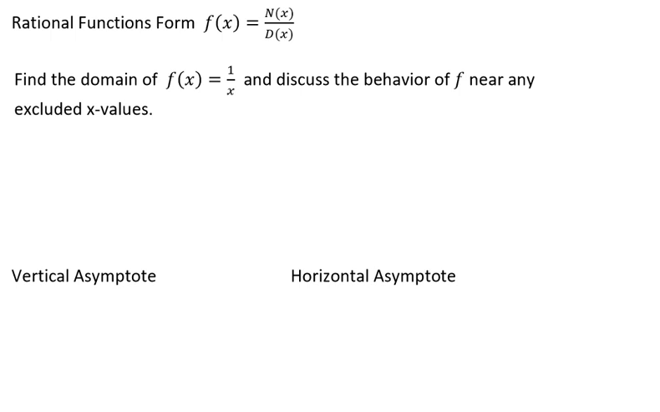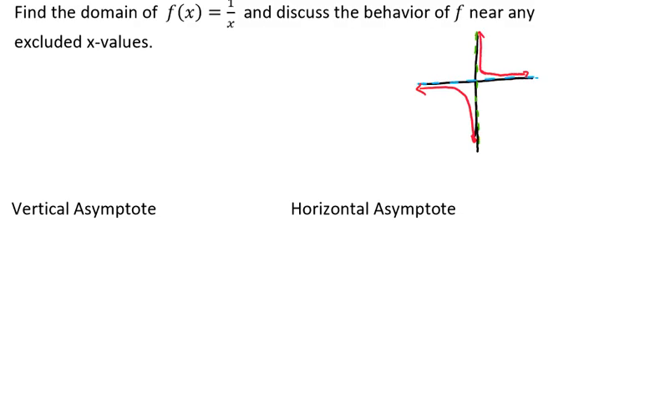Here we're being asked to find the domain of f of x equals 1 over x, and we're going to discuss the behavior of f near any excluded values that we might have. So let's take a look at this. If we graph this, we get something similar to this. Notice the red lines. Our red lines are our function f of x equals 1 over x. Notice the blue dashed line. The red never gets to it. It gets close, but it never actually touches it or crosses it. And our green dashed line, same thing. Our function, our red line, gets really, really close, but it never actually touches it or crosses it.